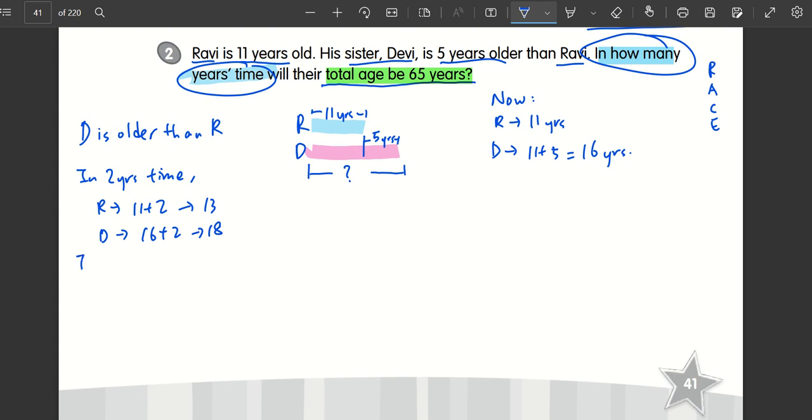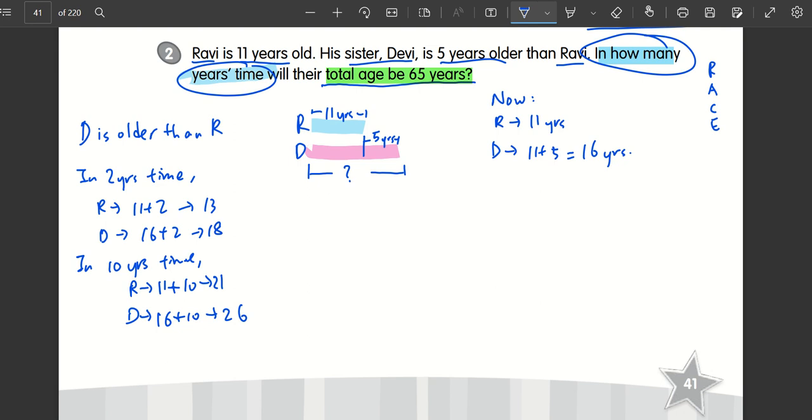Let's take another example, 10 years' time. Ravi is 11 plus 10, that gives you 21. And Devi will be 16 plus 10, that gives you 26. You add them together, you get 47. Still not the correct answer. So you can go on with this.